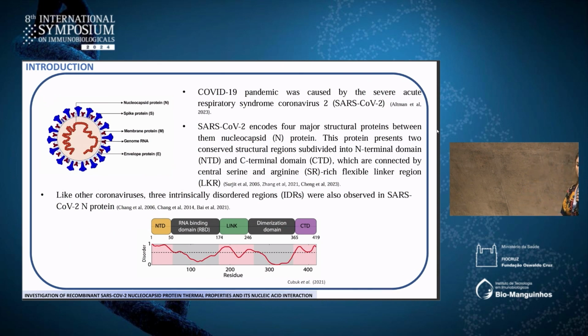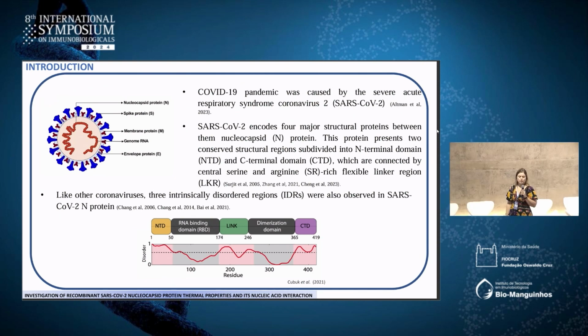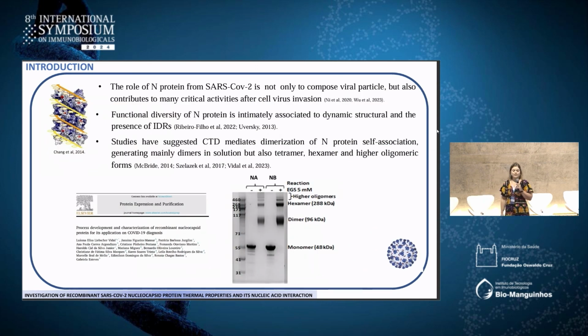The COVID-19 pandemic was caused by the SARS-CoV-2 virus, which presents the nucleocapsid protein. It presents two conserved structural regions, the N-terminal domain (NTD) and the C-terminal domain (CTD), which are connected by a central serine and arginine-rich region, here in the picture in pink. The role of the N protein is not only to compose the viral particle, but also to contribute to many critical activities after cell virus invasion. And this is conditioned to the presence of nucleic acids.